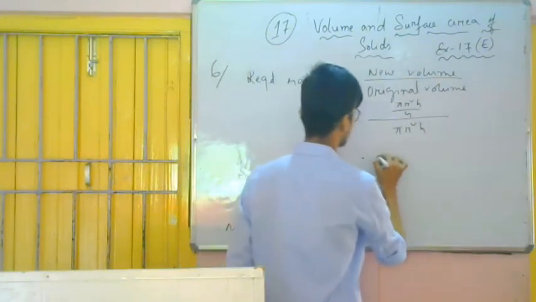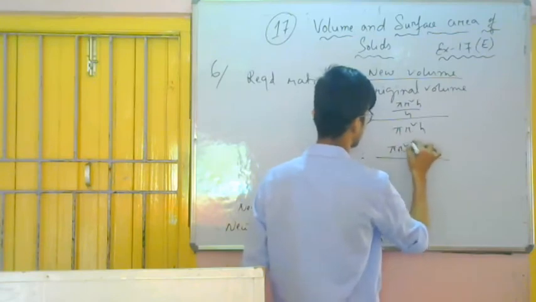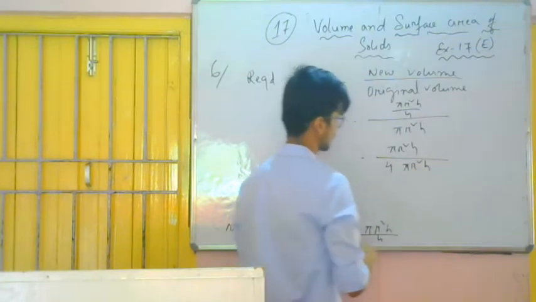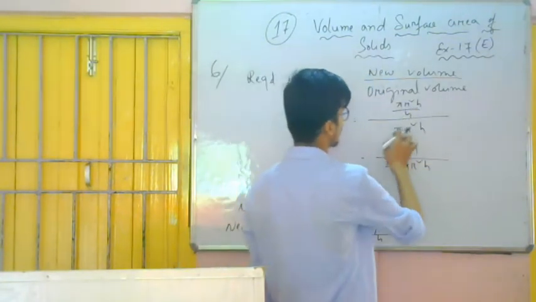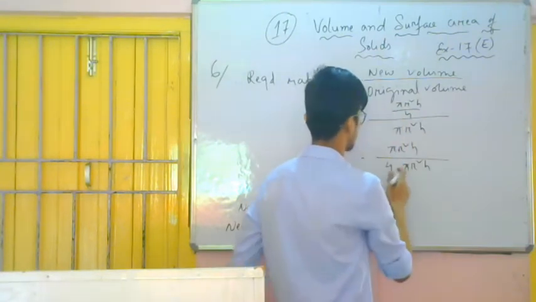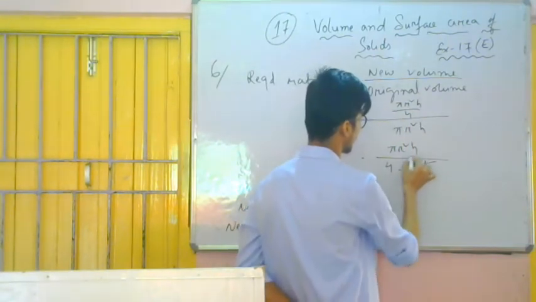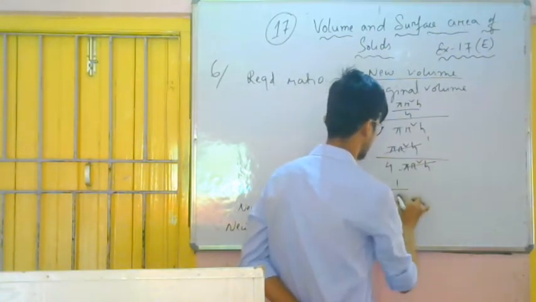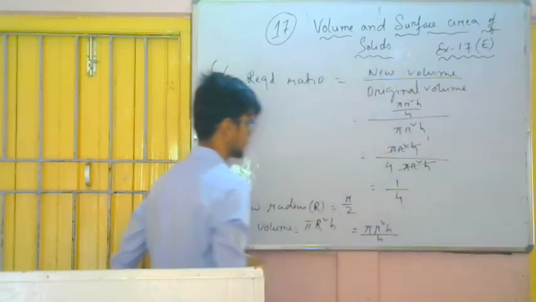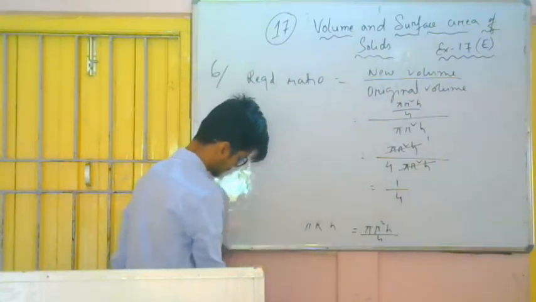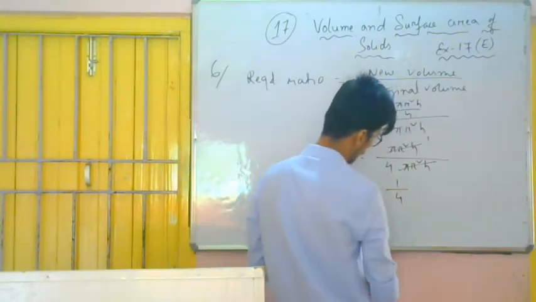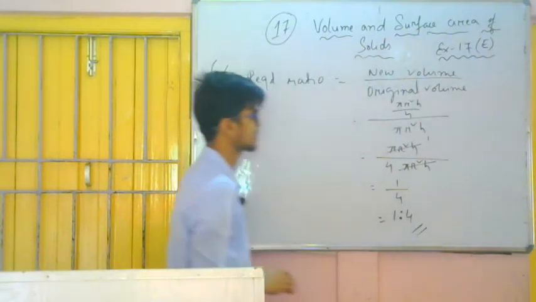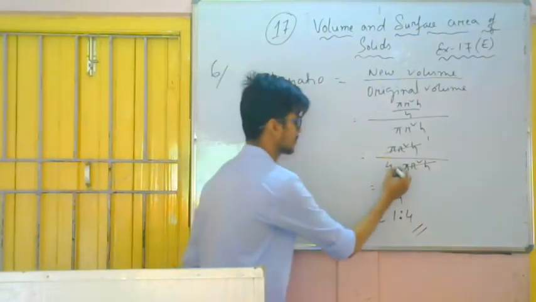Pi R square H. So if I write it like this, pi R square H, 4 will be here, and there pi R square H. 4 will come in there in denominator. So you see pi R square H, I can cancel this to 1, okay. So they are left in upper portion 1, and in denominator it is 4. That means 1 by 4, which I can write as 1:4. So this is the required answer, which I can write as 1:4.